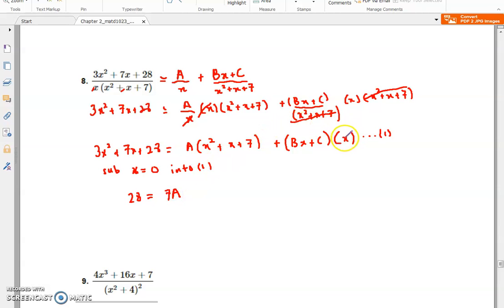And if you put 0 here, you are going to get 0 multiplied with 0 plus c, so 0 plus c will be c, c multiplied by 0, of course you are going to get 0 for this part. So here you are going to add 0, so no need to write the 0b there. So we are going to get 28 equals 7a, which is the value of a equals 28 divided by 7, which is a equals 4.